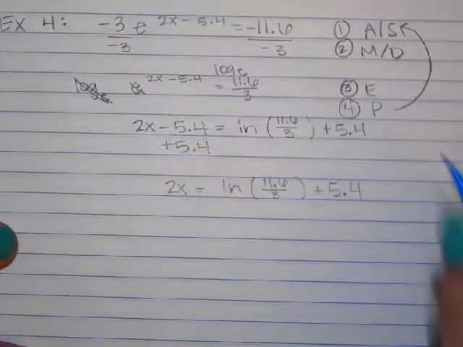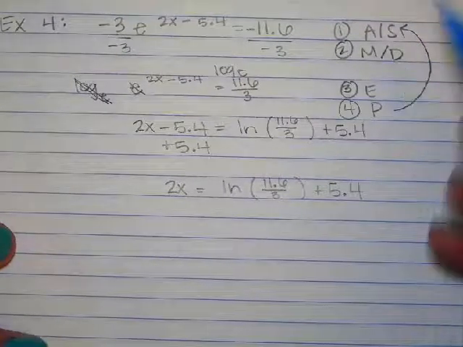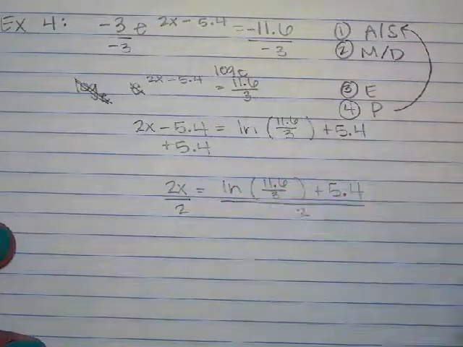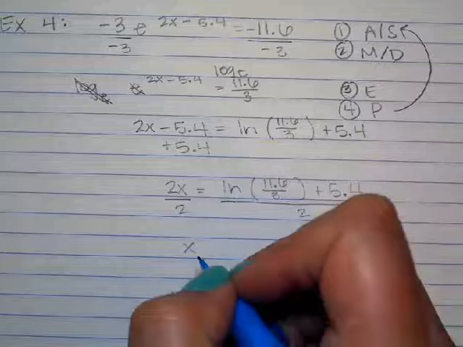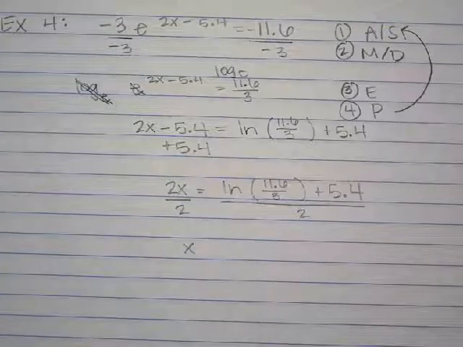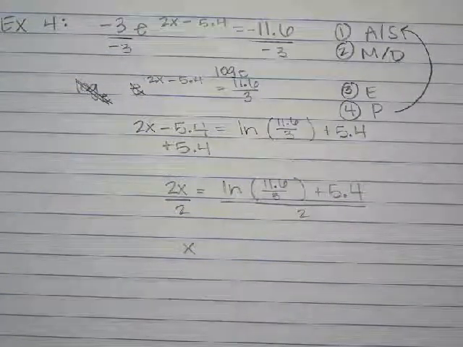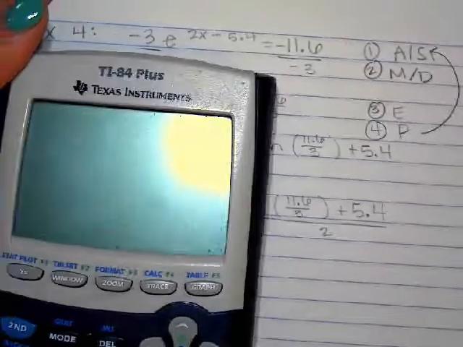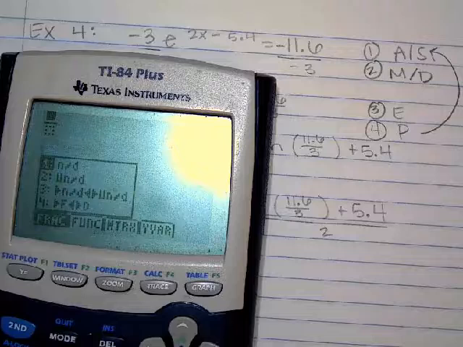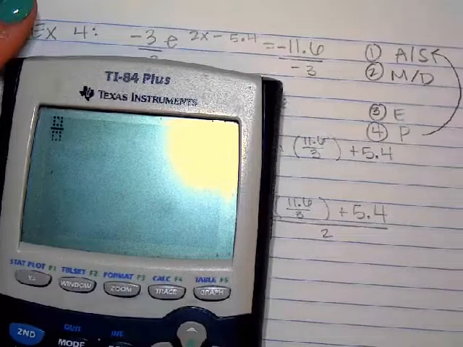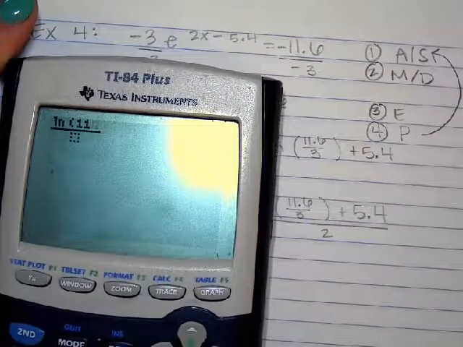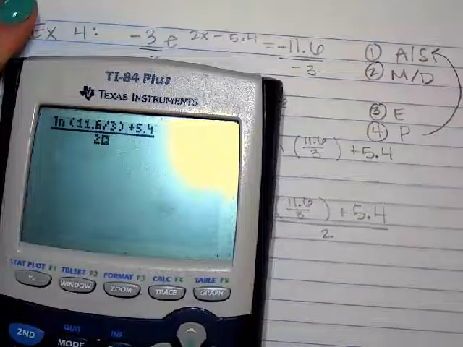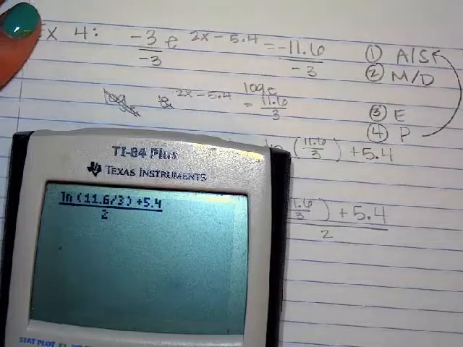Okay. And then what do we need to do next? Divide by 2. The entire thing. Divide by 2. So x equals that whole mess. So ln 11.6 divided by 3 plus 5.4 over 2. So I'm just typing in the whole thing exactly the way it looks on my paper.